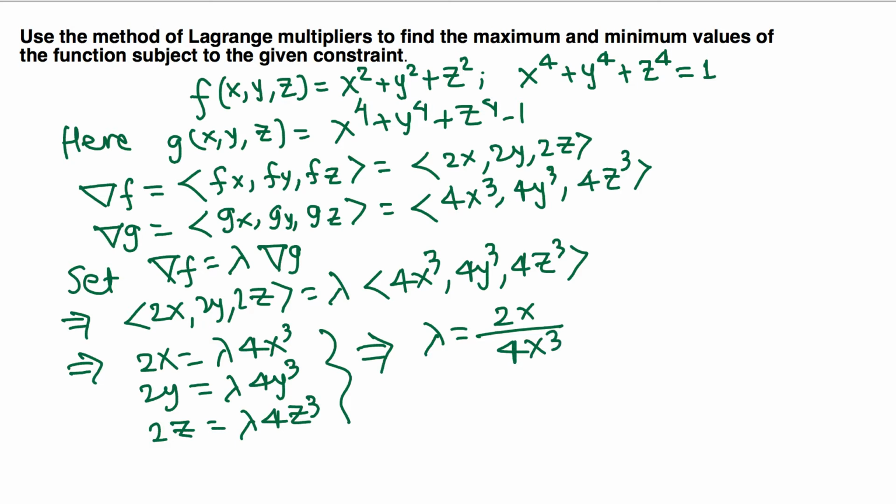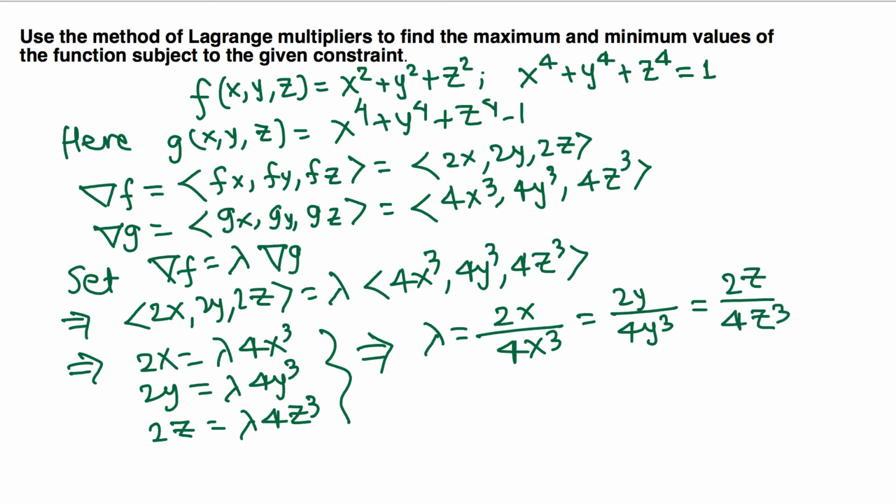Okay, from these we get lambda equals, from the first, lambda equals 2x over 4x cubed. Do not cancel x, because x could be 0, then we cannot cancel 0 over 0. From the second we get lambda equals 2y over 4y cubed. This is also lambda from the second equation. And from the third we get 2z equals 4z cubed.